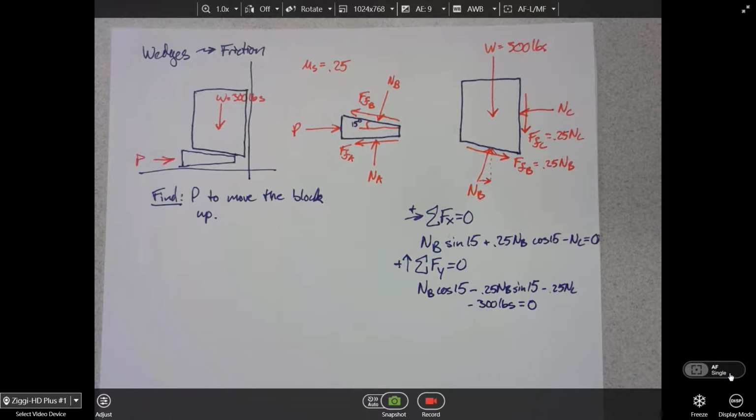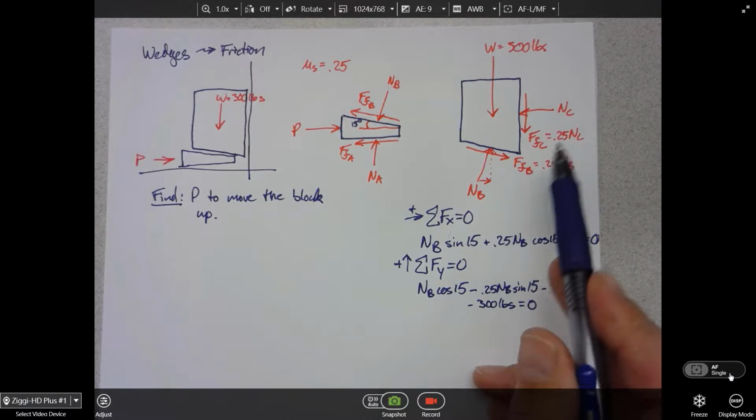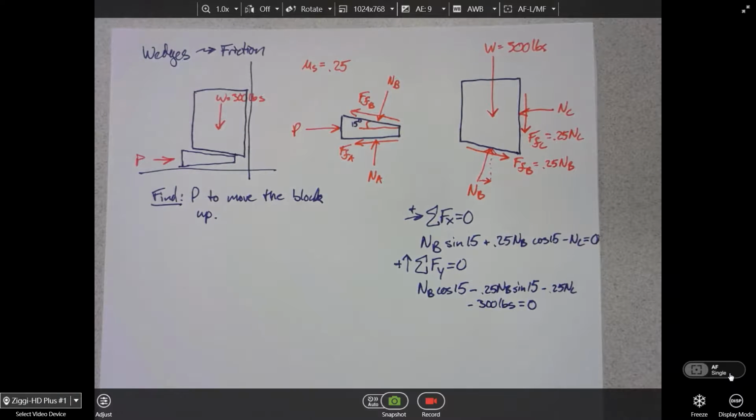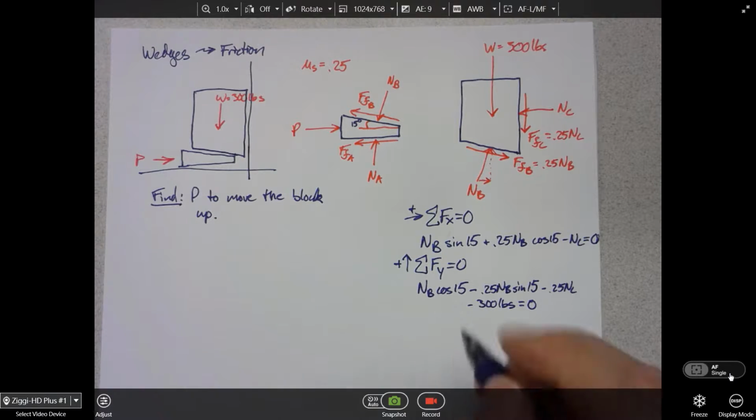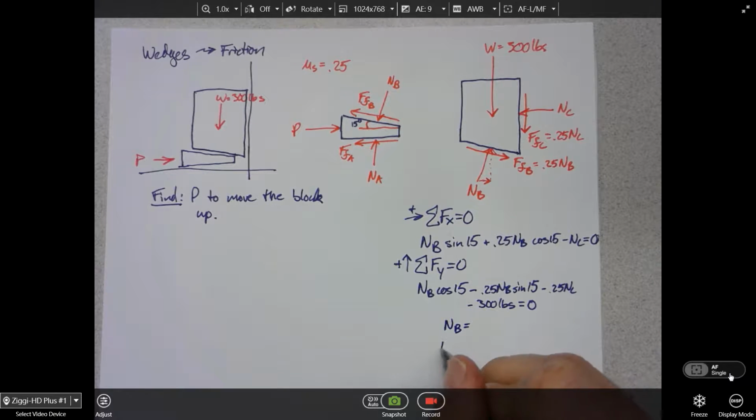Nothing else. What about the normal in the wedge? Oh, wait, we have a normal in the Y. 1, 2, 3, 4 forces in the Y. All right. So it looks like with just these, actually, I have 2 equations and 2 unknowns. I can solve for NB and NC, normal at B and normal at C.